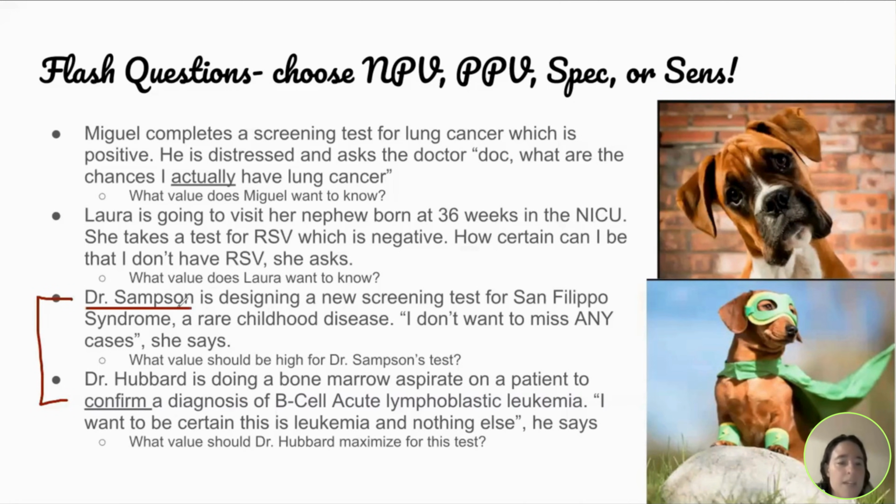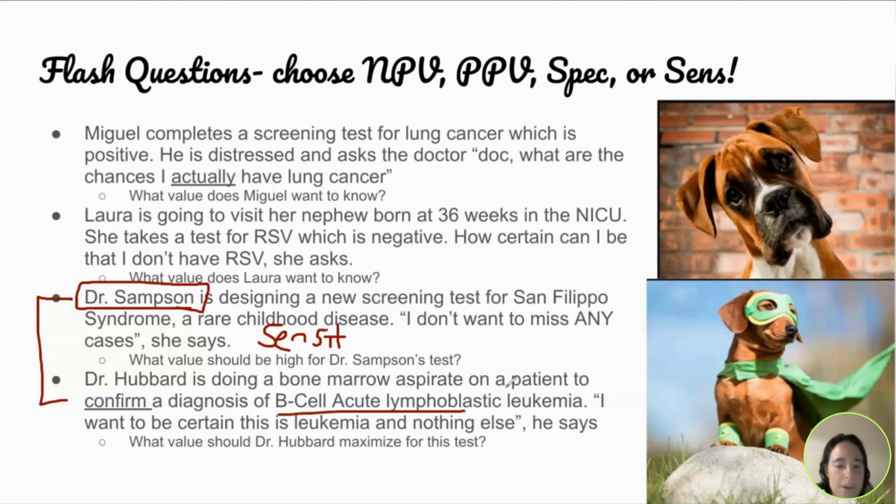So this is the important thing here, the difference between sensitivity and specificity. Dr. Sampson wants to pick up everybody who could possibly have the disease. They're going to wind up getting referred to genetics. They're going to wind up doing a bunch of stuff. So it's okay if I'm highly sensitive, as long as I capture everybody. It's okay if I pick up some people that maybe didn't have it. It's just for more screening.